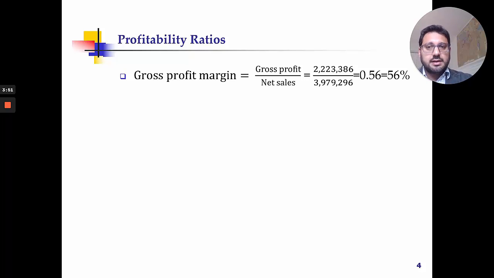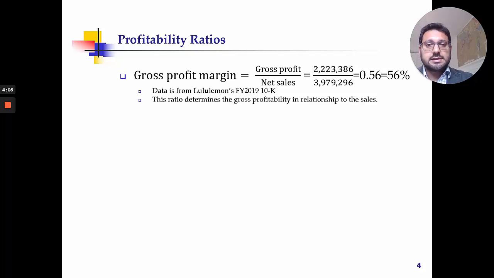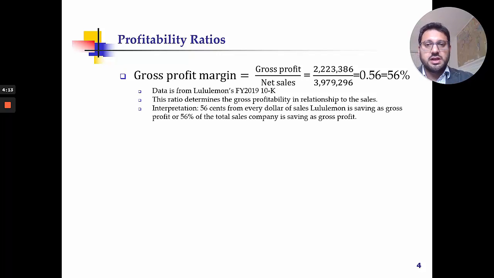So I'm using the data for Lululemon from the fiscal year 2019 statements, which were issued in 2020. And this is from the 10-K. This is the annual data. As we see, this ratio establishes the relationship between the gross profit and the net sales. So the interpretation is simple: 56 cents from every dollar of sales Lululemon is saving as gross profit, and the remaining 44 cents they are actually spending under the head of cost of goods sold from each dollar.